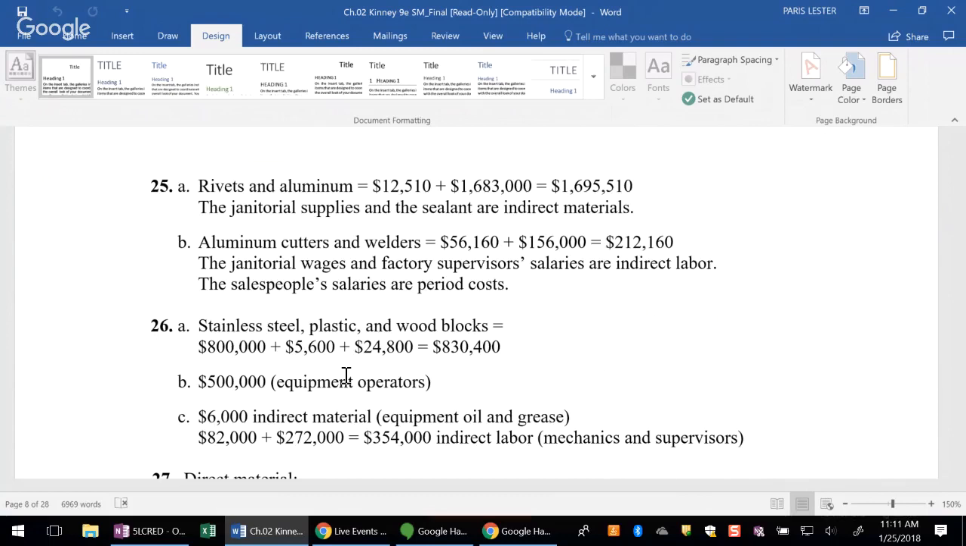The equipment operators is your only direct labor. Your indirect materials is oil and grease, which we knew. Now, your indirect labor is your mechanic and your supervisor, which we pointed out as we went along. Okay, before we get up to 32, it's just labor cost classification.